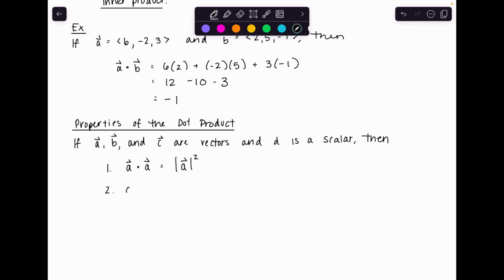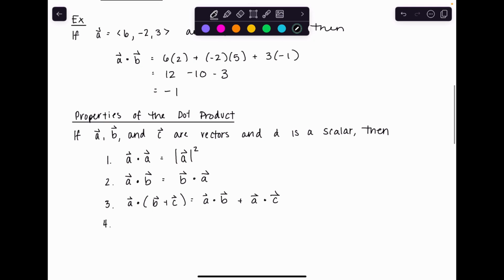If you do A and dot product it with B, this is commutative, so it doesn't matter the order that you do this in. Third one, if you want to do the vector A dot product with the sum of the vectors B and C, it does distribute, so you can do A dot B plus A dot C.